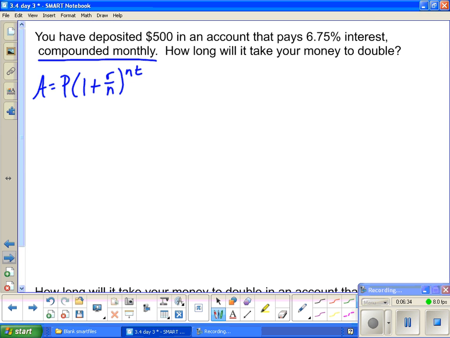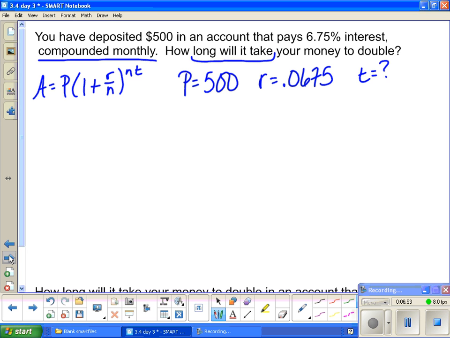So if I'm depositing $500 in an account, that's my principal. My rate is 0.0675. How long will it take? That tells me I'm looking for t. So the only other variable I need to figure out is the a, because my n is 12.